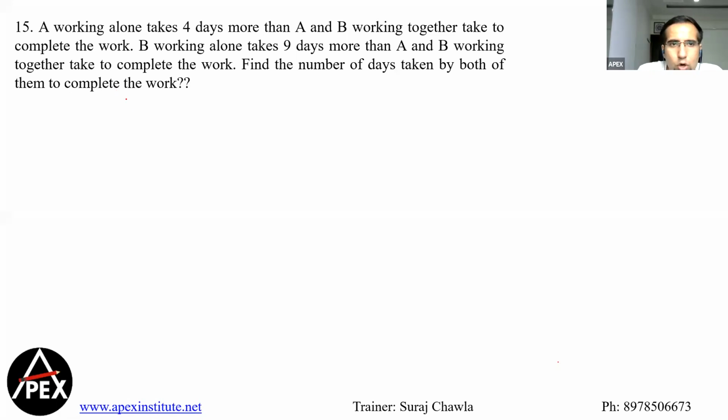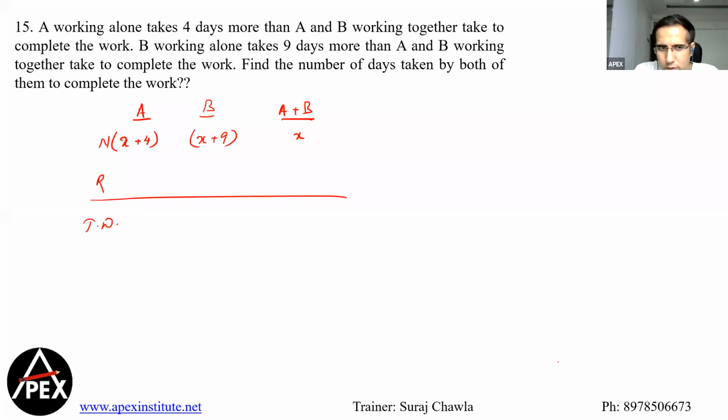Now it says that A working alone takes 4 days more than A plus B working together. Let me assume that A plus B working together are taking X days. So A is taking X plus 4 days, and B working alone takes 9 days more than A and B working together to complete the work. Now, LCM of algebraic variables will be product of them because we do not know them. So the LCM becomes X into X plus 9 into X plus 4.